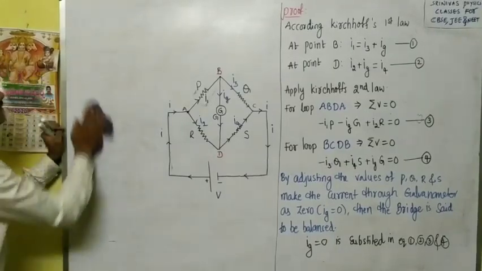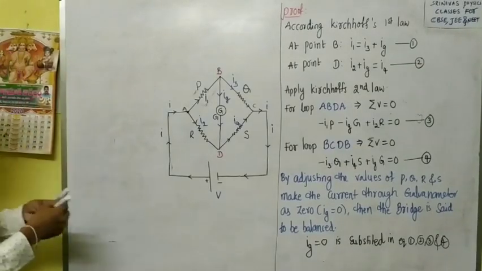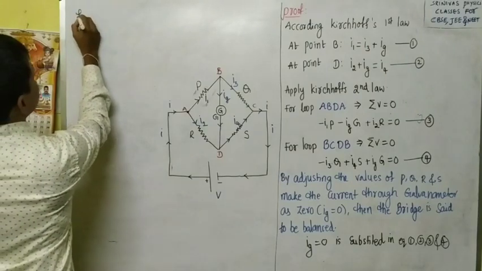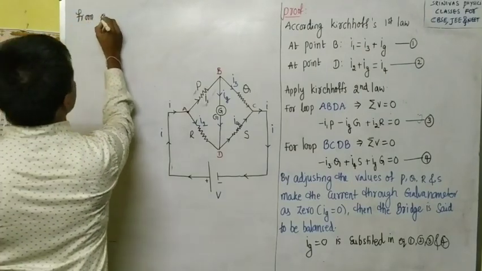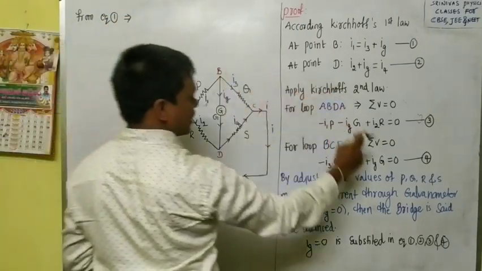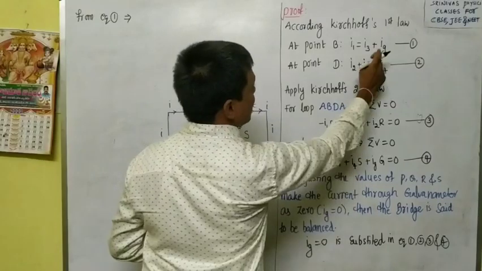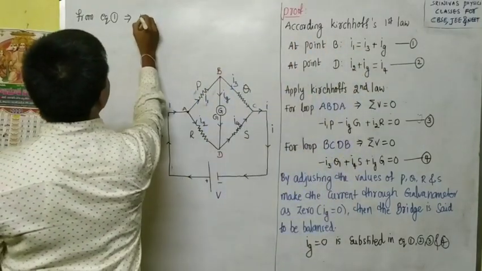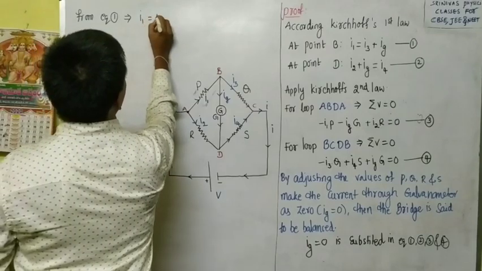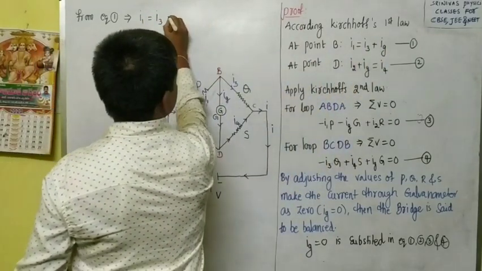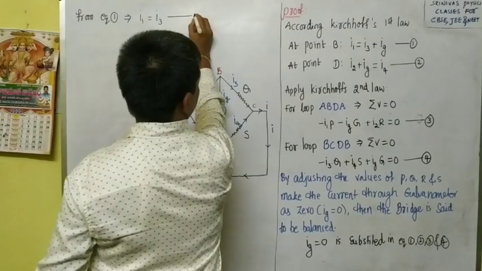Okay, let us see. If you substitute in equation 1, what will you get? From equation 1, I am substituting Ig as 0, current through the galvanometer as 0. This is 0, means you will get I1 is equal to I3. I1 is equal to I3 plus Ig, which is 0, right?